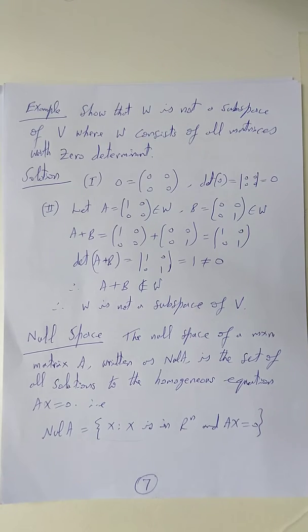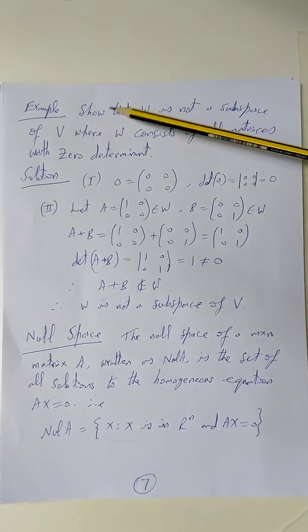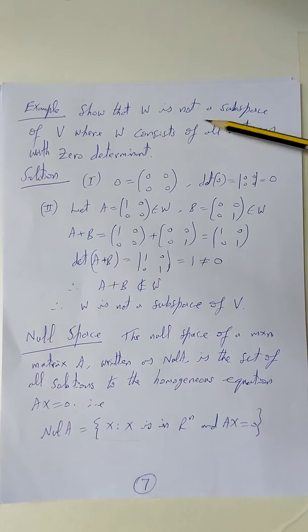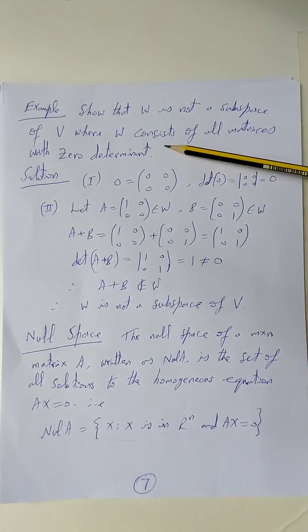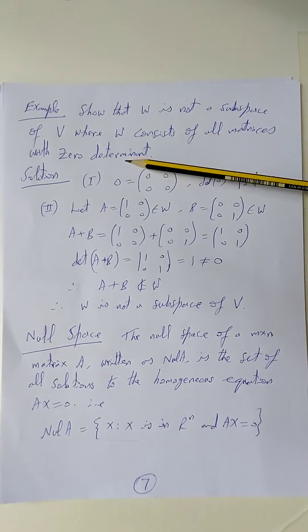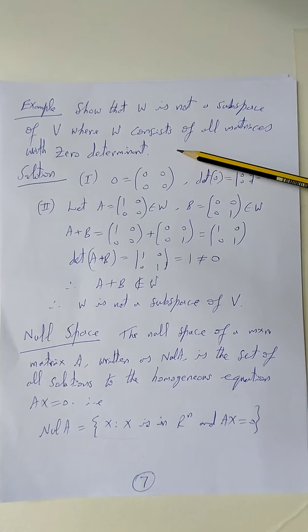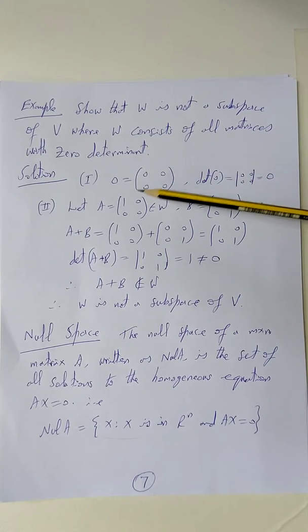So today's lecture I will start from the previous lecture, if someone has not done the homework. Last time I asked one question for homework: show that W is not a subspace of V, where W consists of all matrices with zero determinant. For a subspace, there were three conditions we have to prove. The first condition was that 0 should be in W.